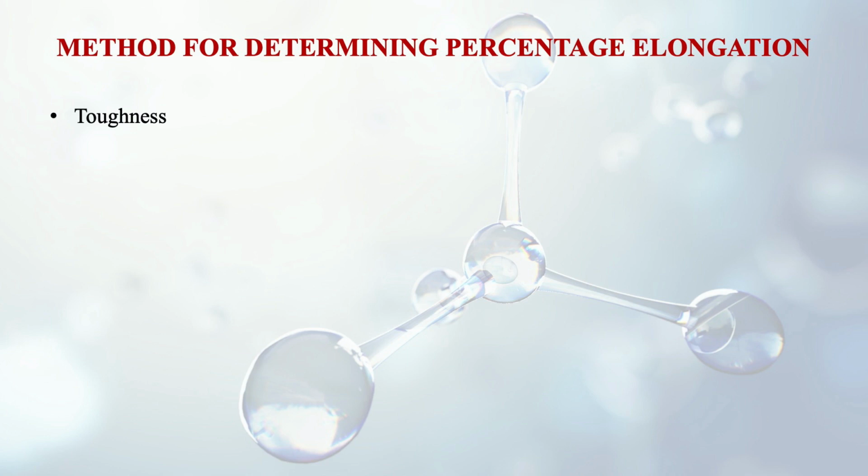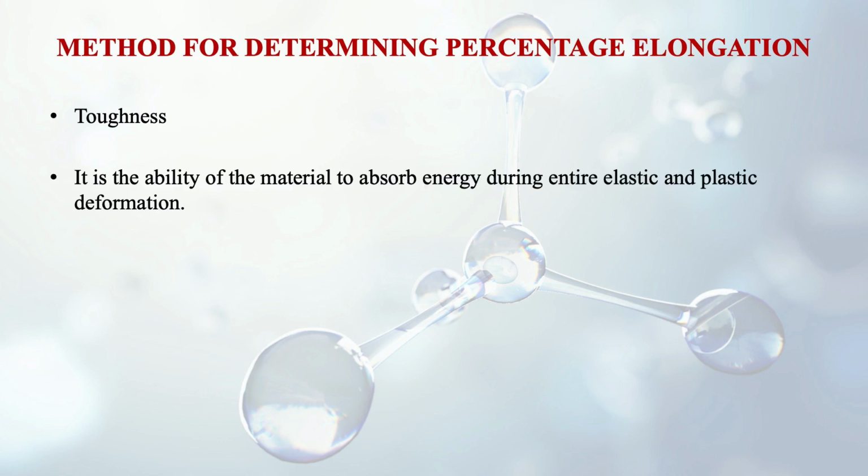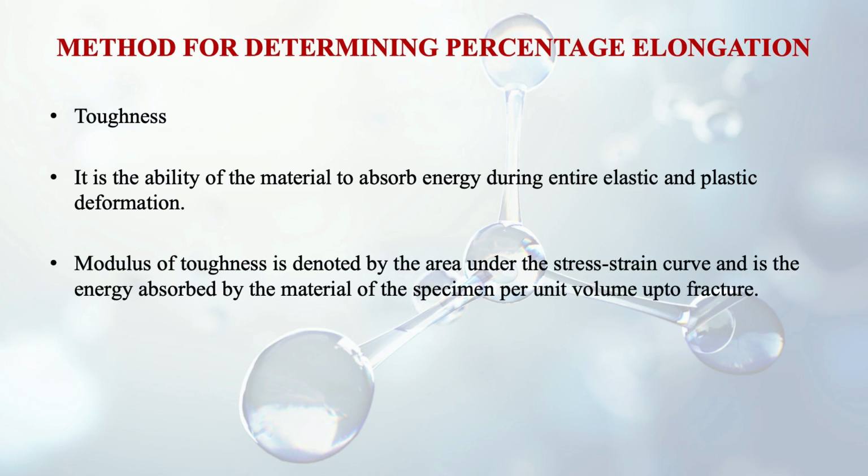So now we discuss the toughness. What is the toughness? It is the ability of the material to absorb energy during entire elastic and plastic deformation. So any material is there, and if it is being loaded, then it is absorbing a certain amount of energy. So that energy is being given by toughness. So modulus of toughness is denoted by the area under the stress strain curve and is the energy absorbed by the material of the specimen per unit volume up to fracture.